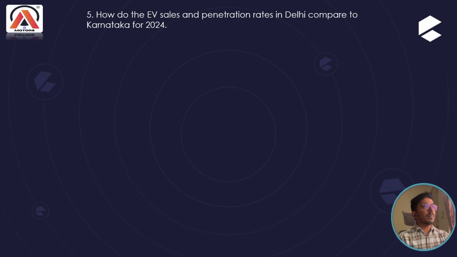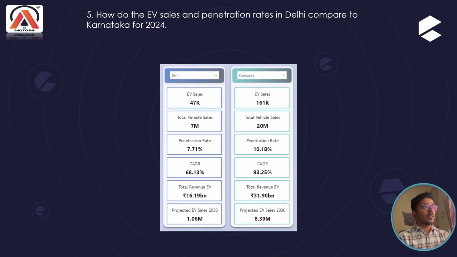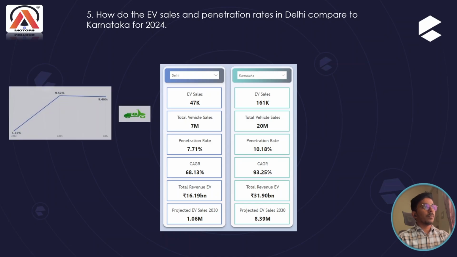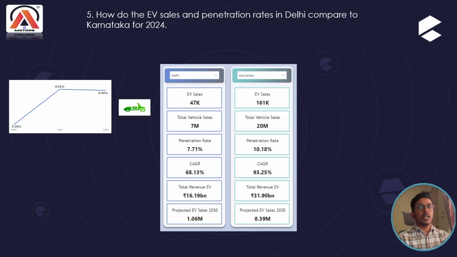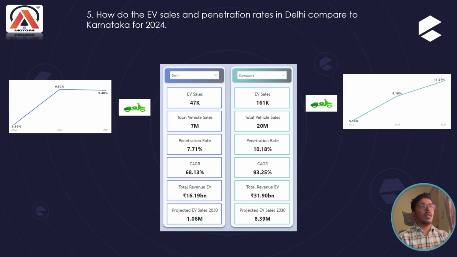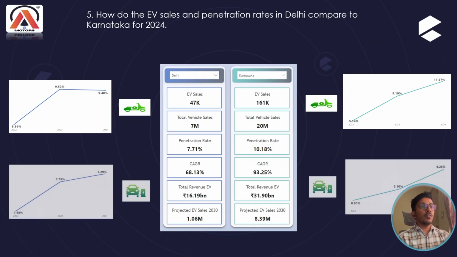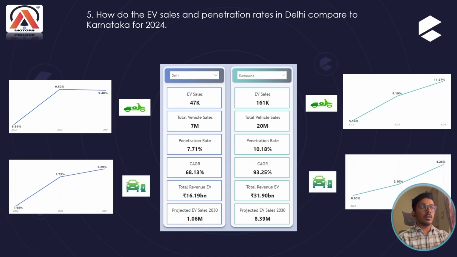How do the EV sales and penetration rates in Delhi compare to Karnataka for 2024? So here is the comparison between Delhi and Karnataka. In two-wheelers, Delhi has a 9.48% penetration rate in 2024, whereas Karnataka has 11.37%. Karnataka has a faster adoption rate in the two-wheeler segment compared to Delhi. In the four-wheeler segment, both states are performing similarly to one another.